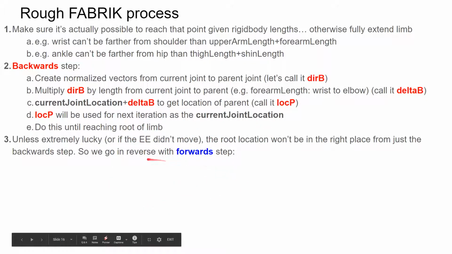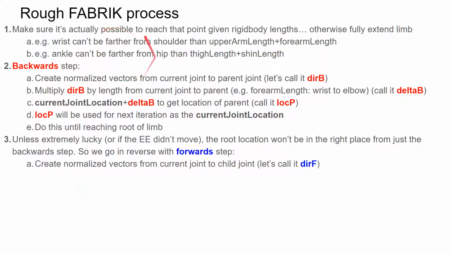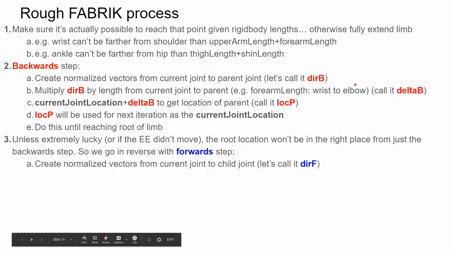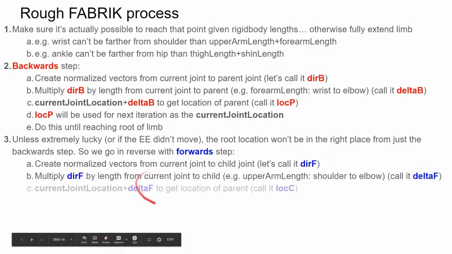Unless you're really lucky or your arm didn't move at all, if you go backwards, you're basically just predicting where the root is, but it might not be accurate. So in the forward step, what you do is you start from the real root towards the end effector. You do this process going towards the end effector, and you essentially correct it. I'll show you the video, which explains it better.